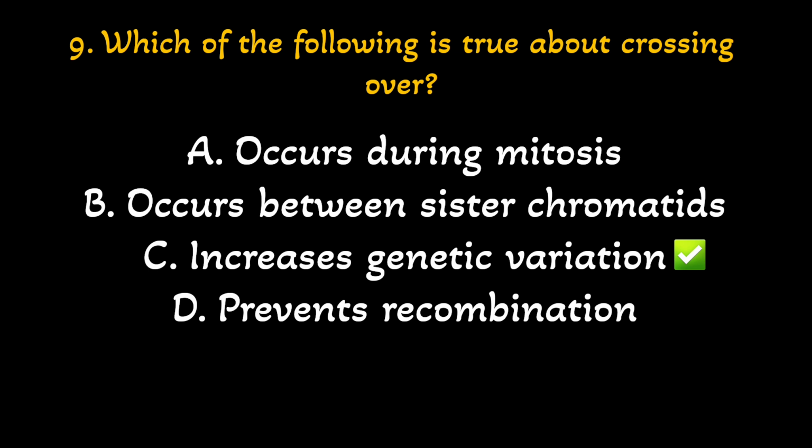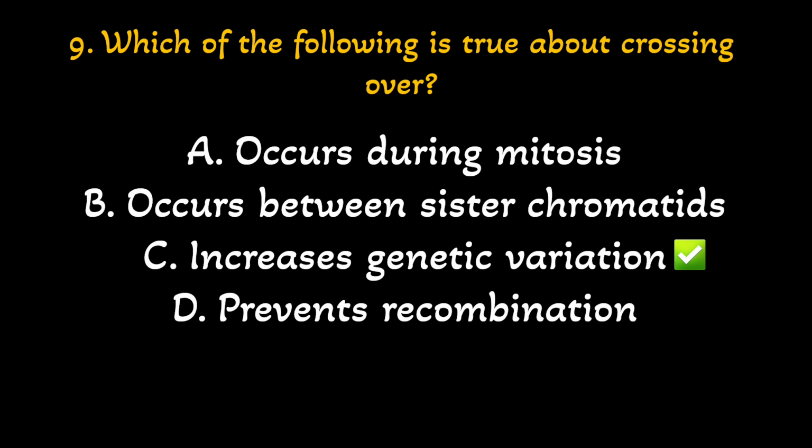The reason behind is that crossing over, students, occurs during prophase I of meiosis, and it happens between non-sister chromatids of homologous chromosomes. So it creates new allele combinations, which enhances the genetic diversity in gametes. So option C is the correct answer about crossing over.